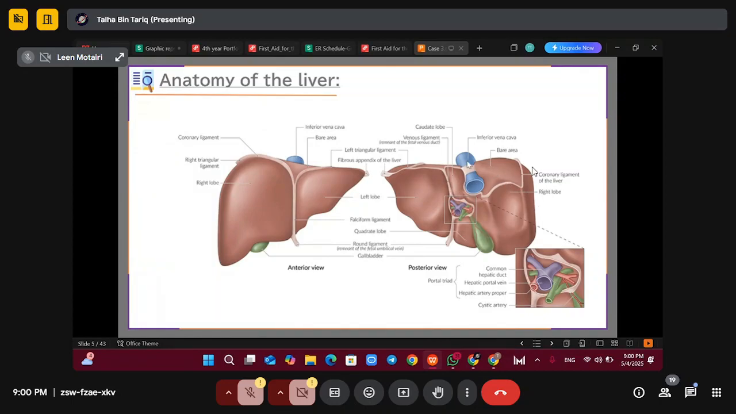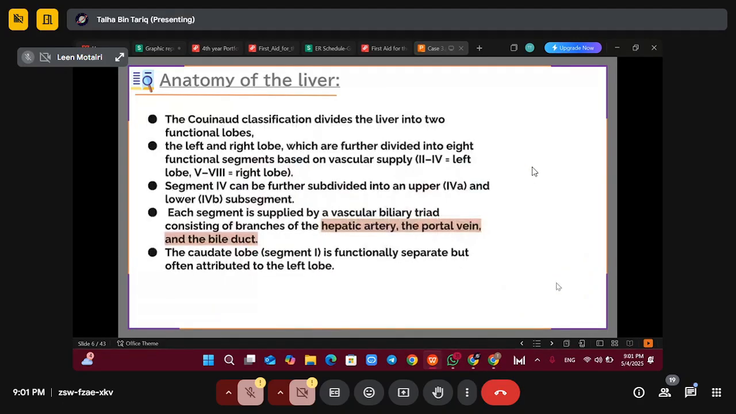Then after that, you can see the inferior vena cava. You can see the fibrous appendix of the liver. Even the falciform ligament contains the round ligament, right? So these are the important ligaments. We also have the hepatoduodenal ligament, which is connecting the liver with the duodenum. We will discuss the ligaments in the upcoming slides. So that's it about this picture. Let's move on to the next slide.